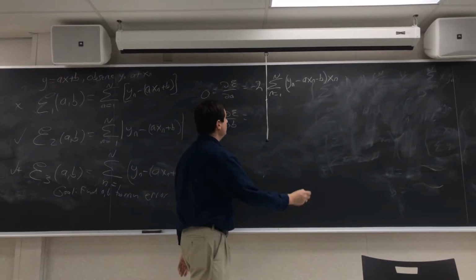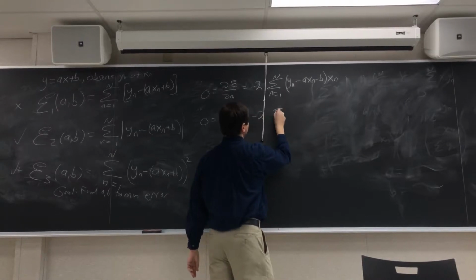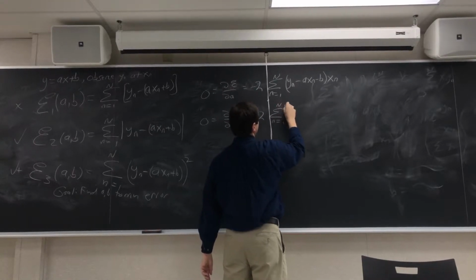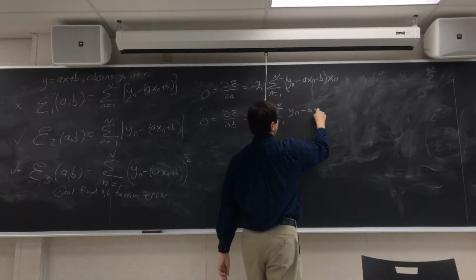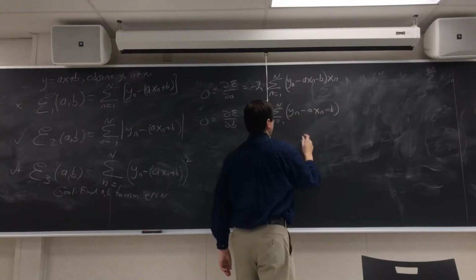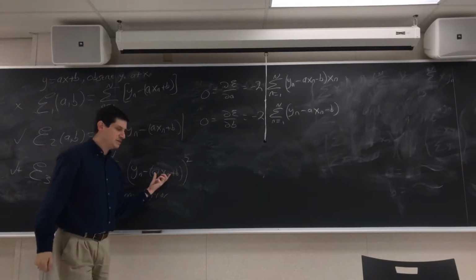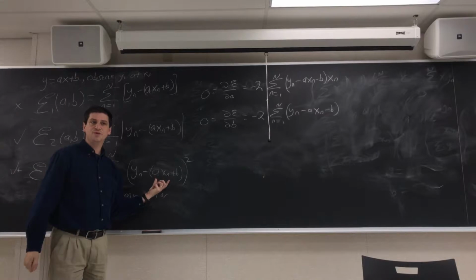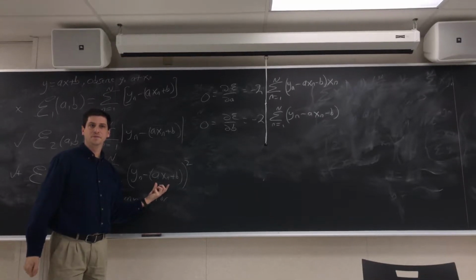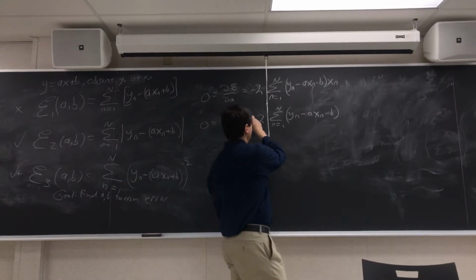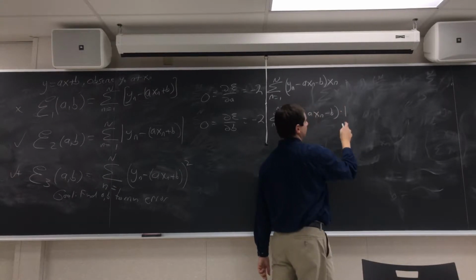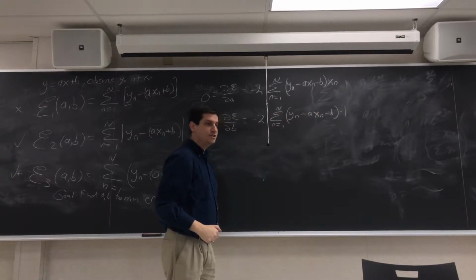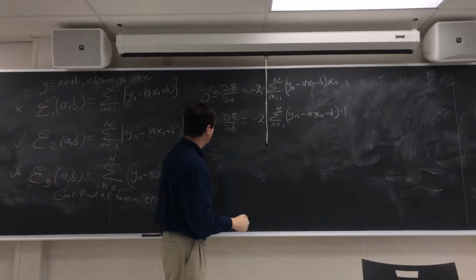So now we do the same for the other one. We'll get a negative 2, the sum n goes from 1 to n, of yn minus a xn minus b. And now we take the derivative of this expression with respect to b. What do we get when we differentiate with respect to b? We get negative 1. So I already pulled out the negative sign, so I just have a 1 over here. All right, so now what I'm going to do is I'm going to just write this in a more compact notation.